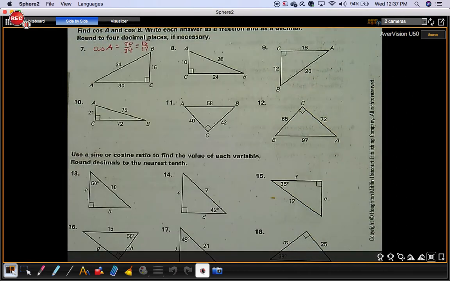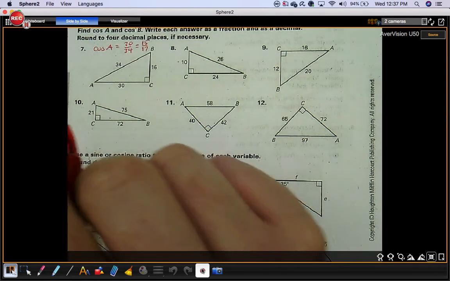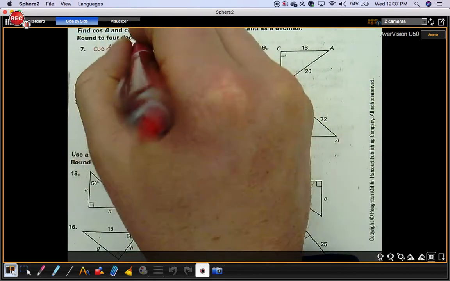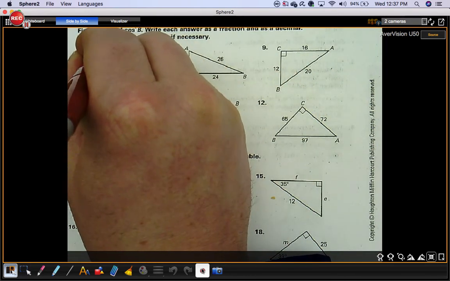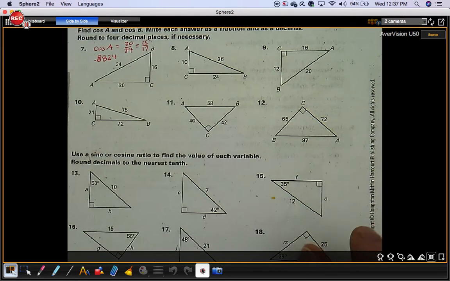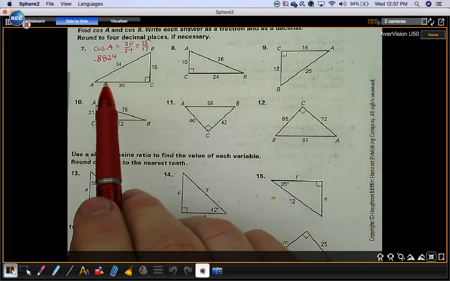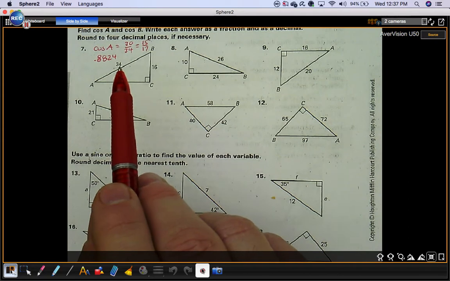And as a decimal, you get 0.8824. That's how you do cosine, adjacent over hypotenuse.